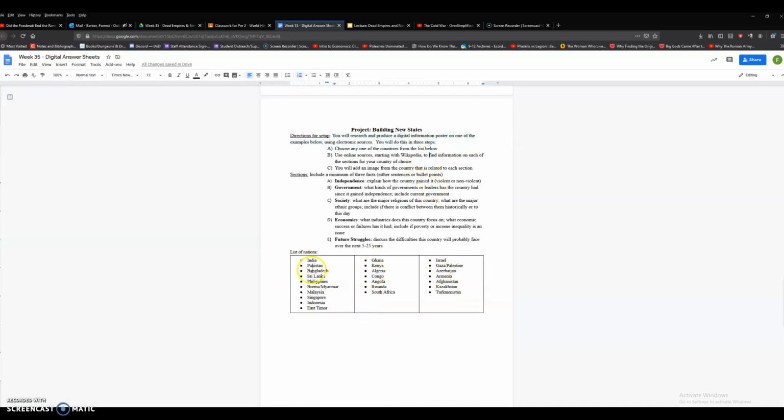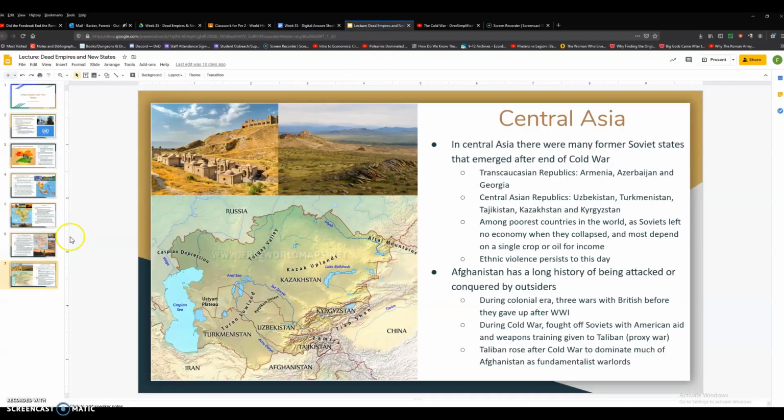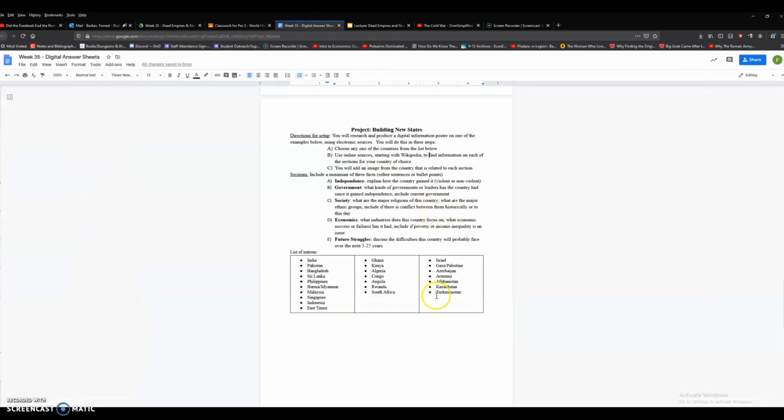So I give you a huge list, and these all come from these various countries that I mentioned in the lecture. Using your online sources, and yes, start with Wikipedia and then move out from there, find information on each of the sections for the country of your choice. Normally, this would be first come, first serve per group, and each country can only be done by one group.